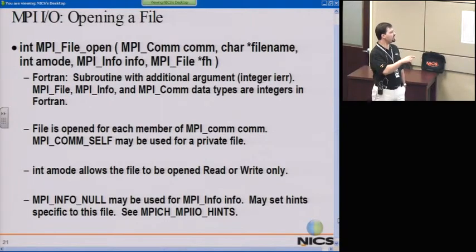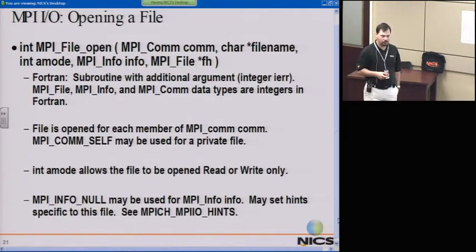And all the C data types such as MPI_Comm, MPI_Info, and MPI_File, all those are integers in Fortran. So I won't discuss the differences anymore because that's all there are. The call looks exactly the same. It's not case sensitive like it is in C.